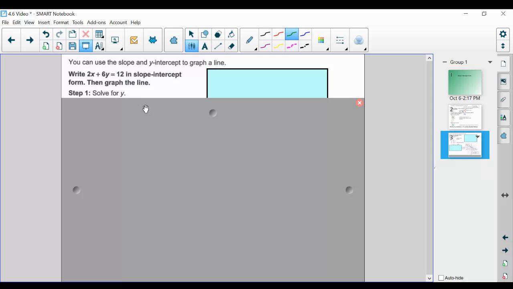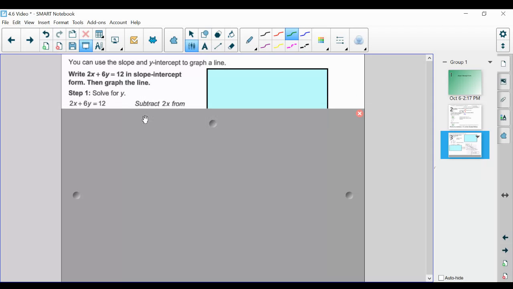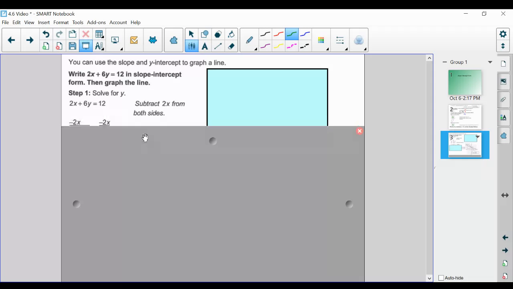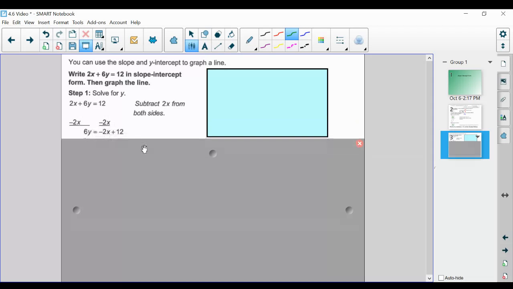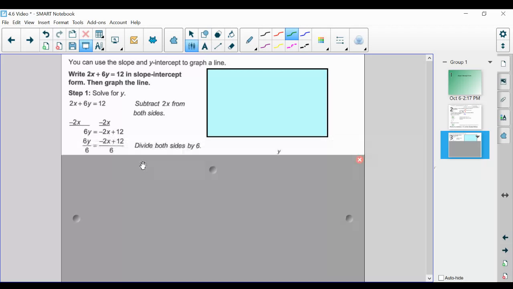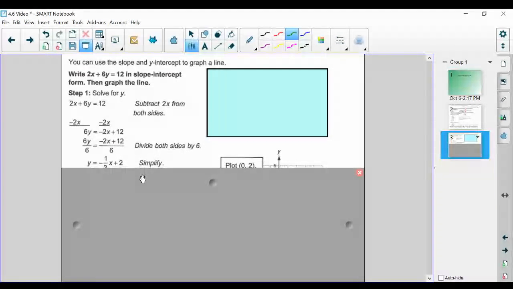We want to get that into y equals mx plus b. So we have 2x plus 6y equals 12. We want to subtract 2x on both sides. We get 6y is equal to -2x plus 12, and we divide by 6 on both sides. So we get that y is equal to -1/3x plus 2. This is now in slope-intercept form. It's y equals mx plus b. The m, if we're looking at this equation, is going to have a value of -1/3, and our b, our y-intercept, is going to have a value of +2.